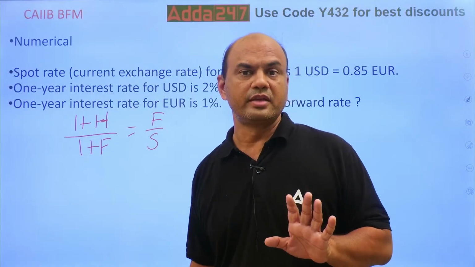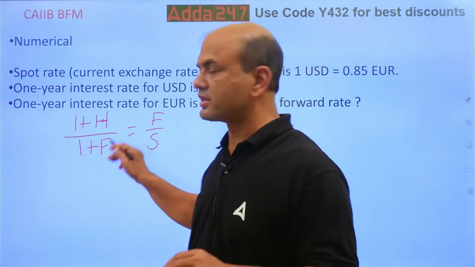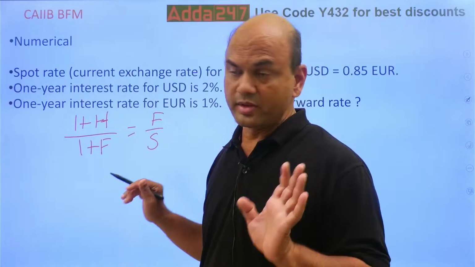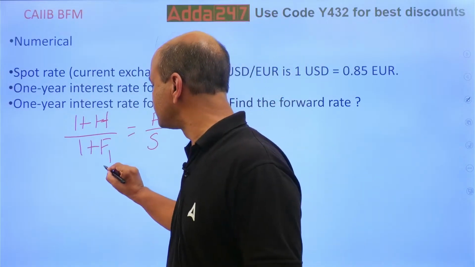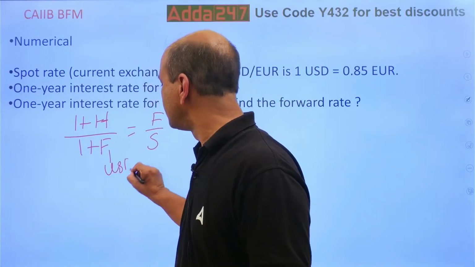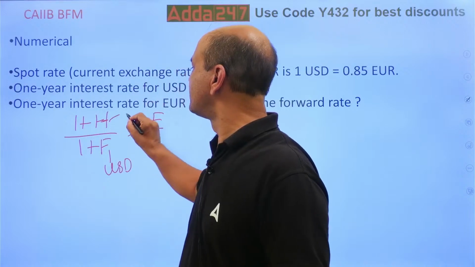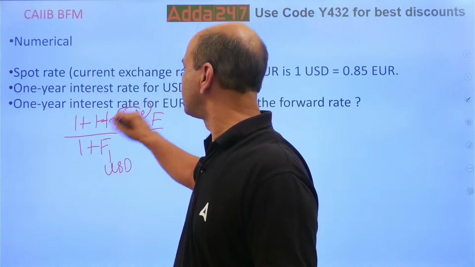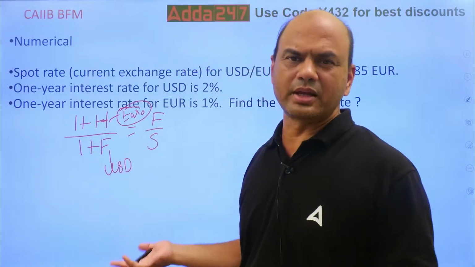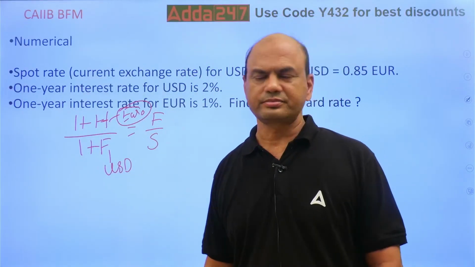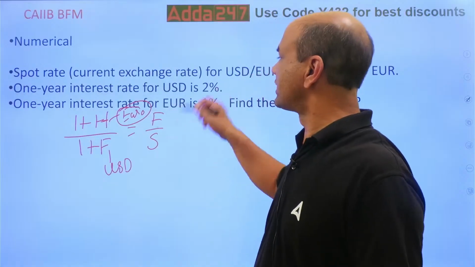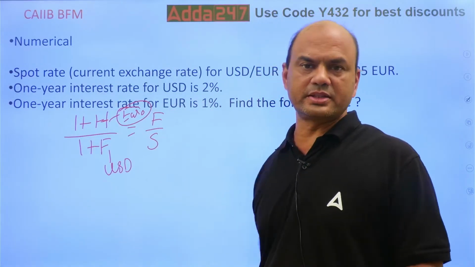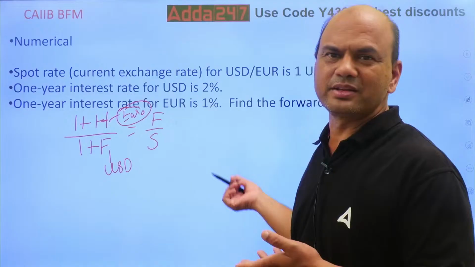Generally, USD is considered as a foreign currency, so you will consider this as USD and this as Euro. For us both are foreign, but let's do it because as the numerical is given, you'll have to answer. So Euro is the home currency and USD is the foreign currency. Now it's simple.